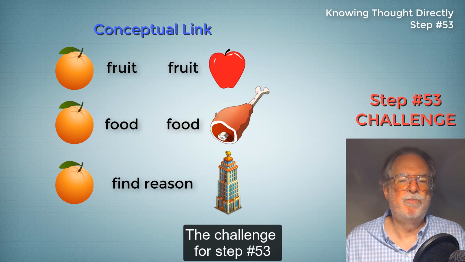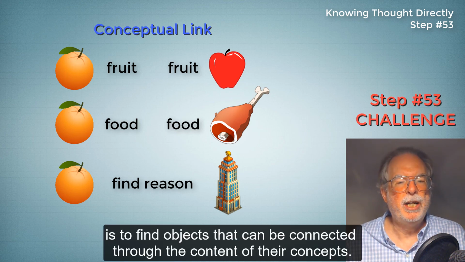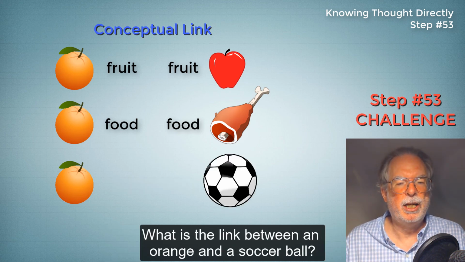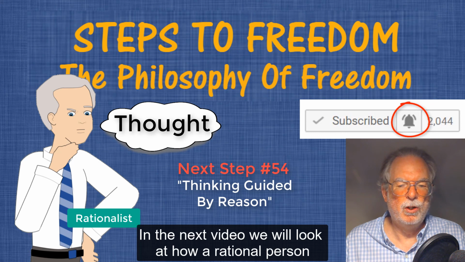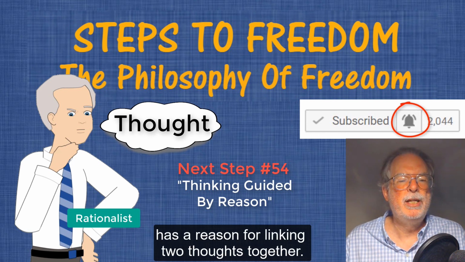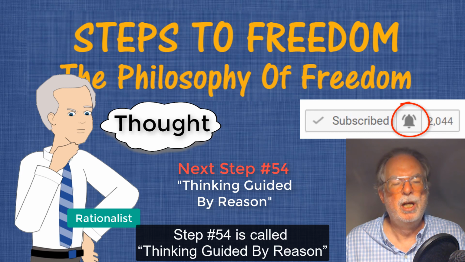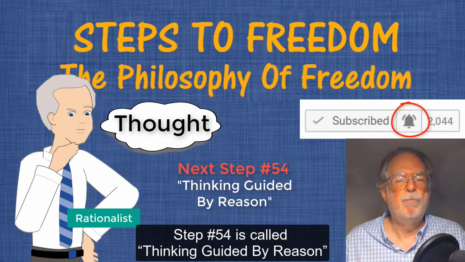The challenge for step 53 is to find objects that can be connected through the content of their concepts. What is the link between an orange and a soccer ball? In the next video, we will look at how a rational person has a reason for linking two thoughts together. Step number 54 is called Thinking Guided by Reason.